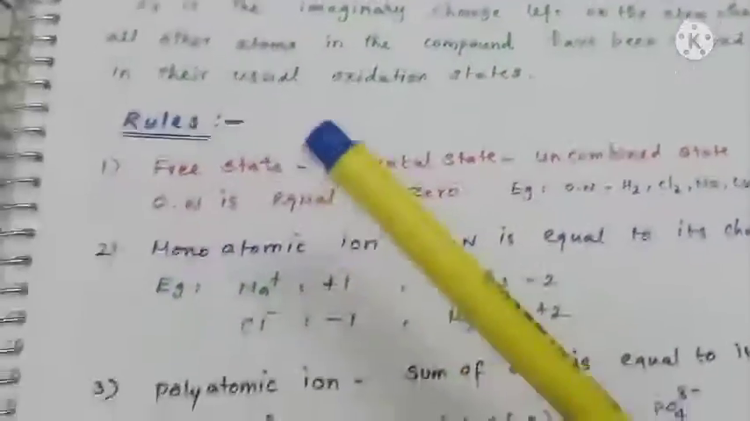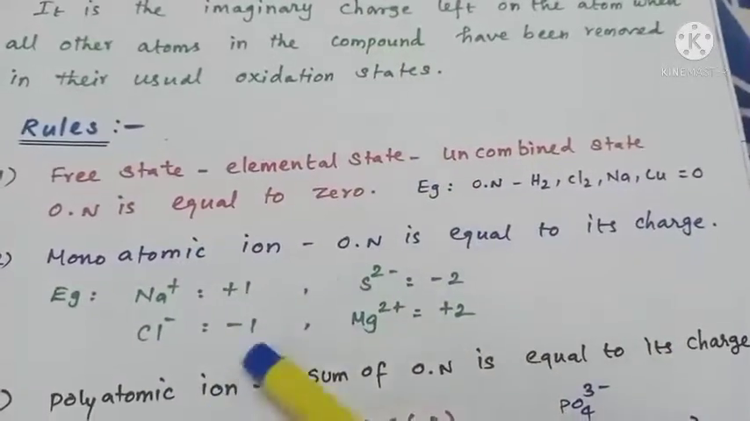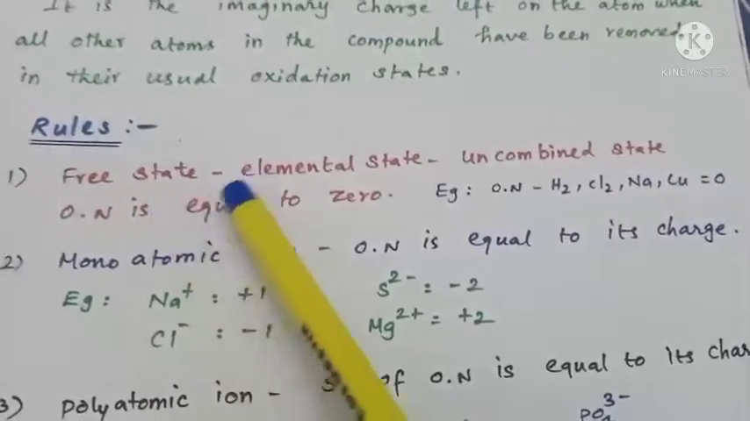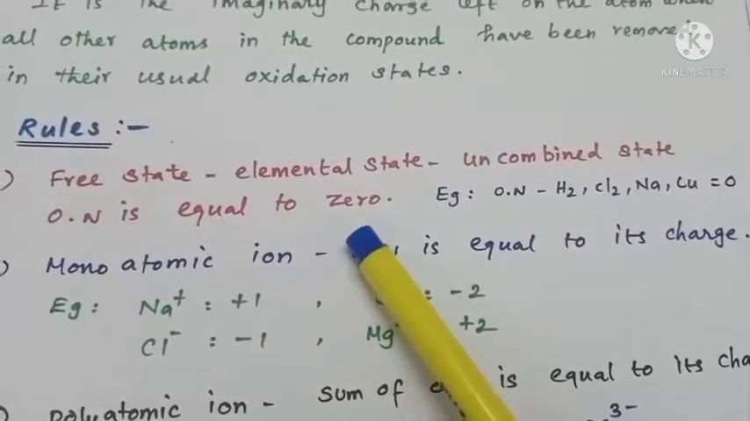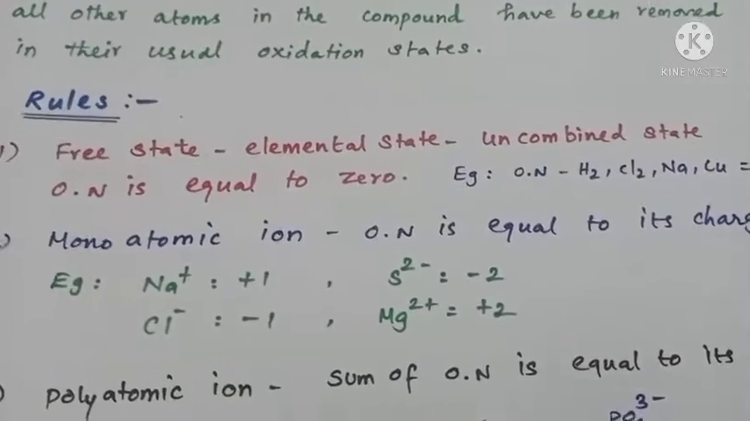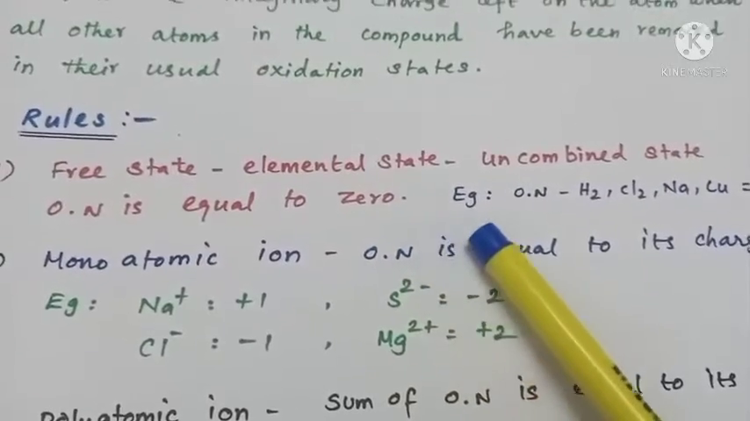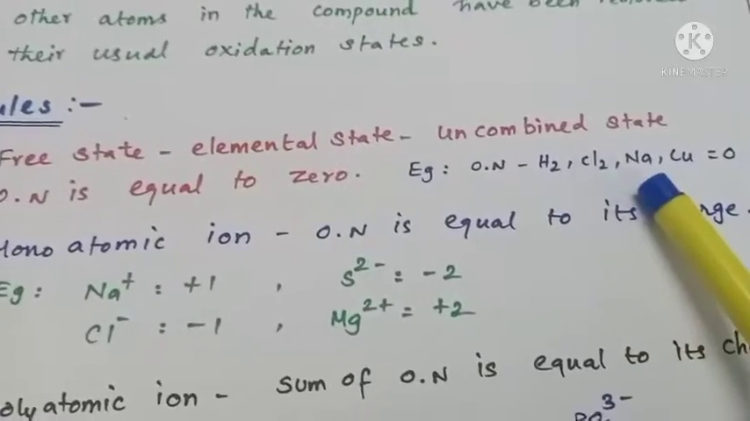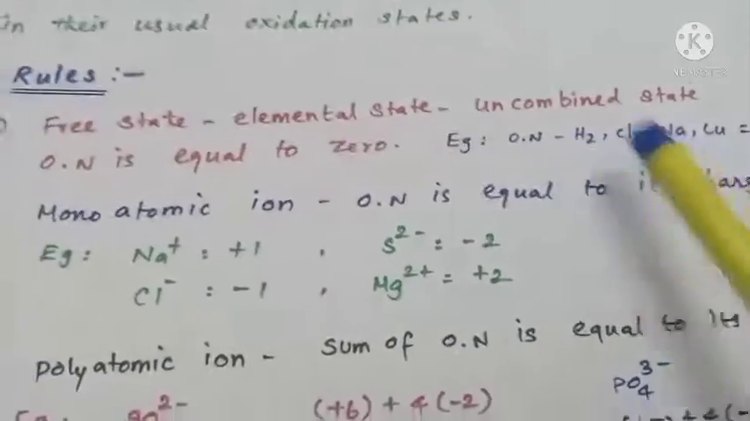Now, to assign the oxidation number of an atom in a compound or ion, we have to follow certain rules. Rule number 1: in the free state, elemental state or uncombined state, the oxidation number of an element is equal to 0. When an element is not combined with any other element, its oxidation number is 0. For example, the oxidation number of hydrogen is 0, chlorine Cl2 is 0, sodium, copper is 0, because all these are free states.